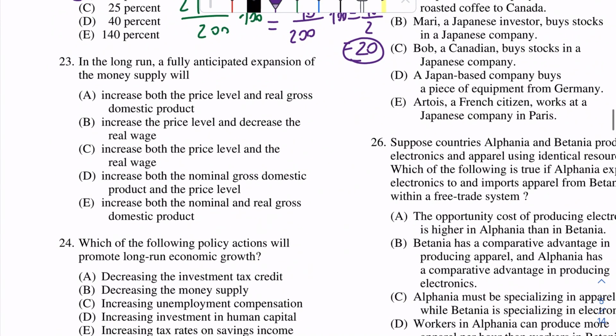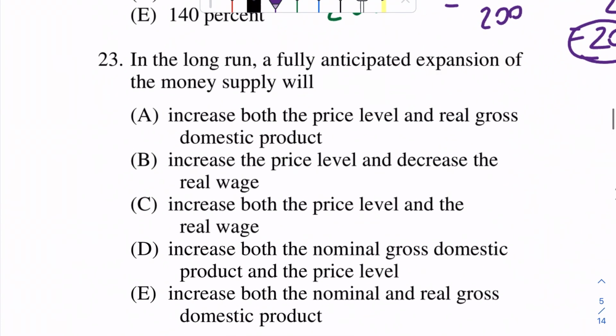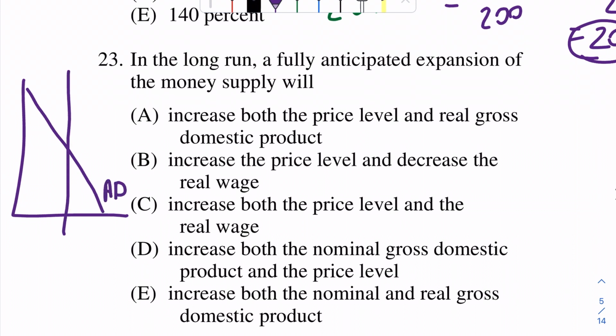In the long run, a fully anticipated expansion of the money supply will do what? So, fully anticipated means that you already know what's going to happen. Okay, and it's the long run. So, what's the long run look like? We have the aggregate demand, and then we have the long run aggregate supply curve. Okay, so that's what it means by long run.